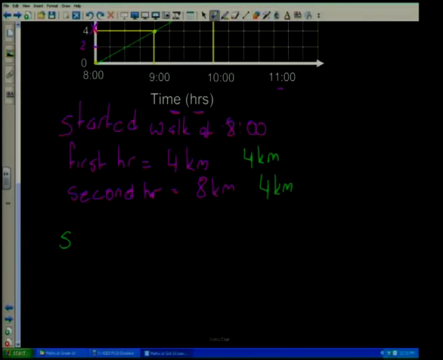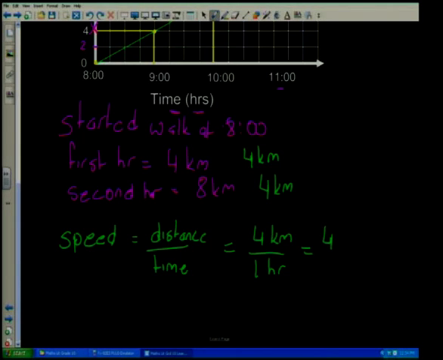And remember that the speed, that's what I mean by rate, your speed is equal to the number of kilometers divided by your time, or should I say distance? Let's rather say distance divided by time. And she's traveling at 4 kilometers in 1 hour. So she's traveling at a constant speed of 4 kilometers per hour. It's a constant speed, and that is why we've got a straight line just going up.